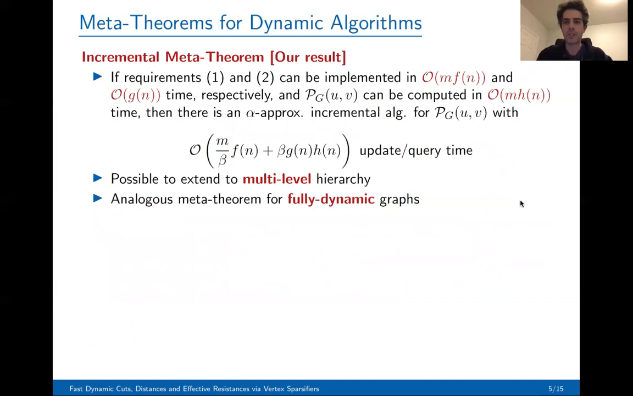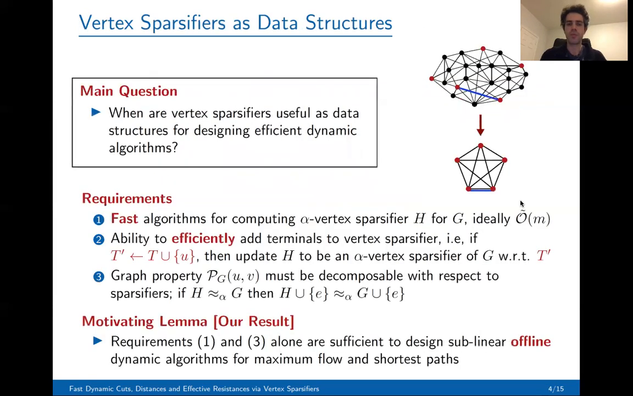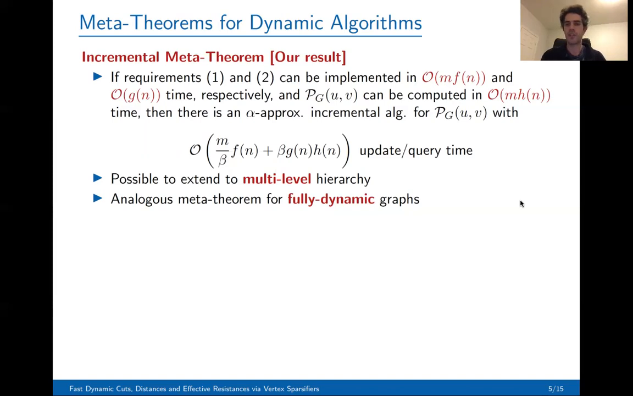We show how to design dynamic algorithms using vertex sparsifiers. First, let me start by telling you the incremental meta theorem, which is the simplest among all the meta theorems that we prove in the paper. Here we basically say that if requirements 1 and 2 are implementable with F(n) and G(n) overheads in the running time, and if the property that we're looking at can be computed in m H(n) time, where m is the number of edges in the graph, then there is an efficient dynamic algorithm which alpha-approximates the property with update and query time m over b F(m) plus beta G(n) H(n).